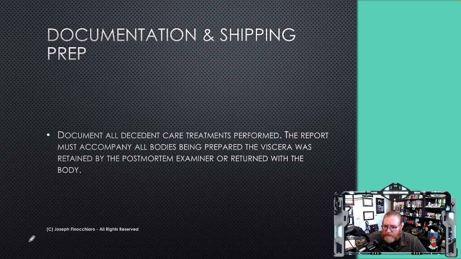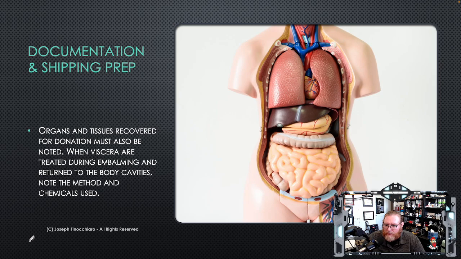Whether the viscera was retained by the postmortem examiner or returned with the body is an important thing to note. Organs and tissues recovered for donation must also be noted. When viscera are treated during embalming and returned to the body cavities, note the method and the chemicals used. When in doubt, write it all down.